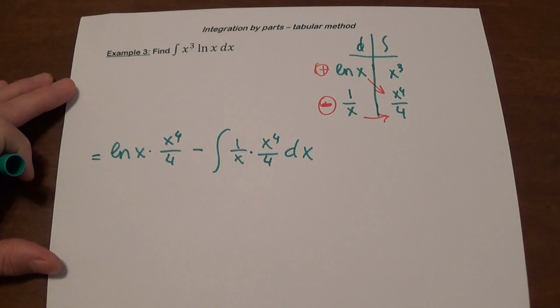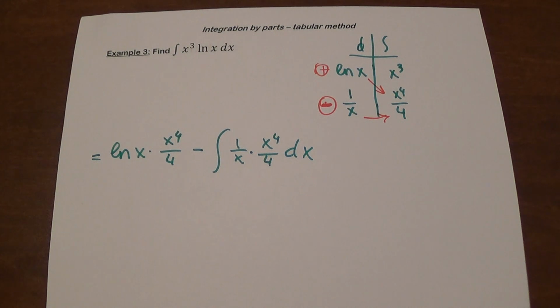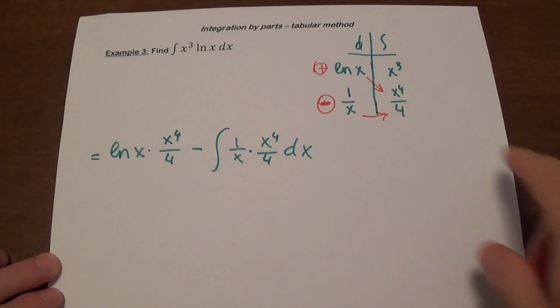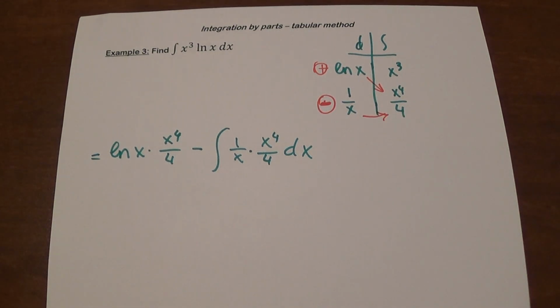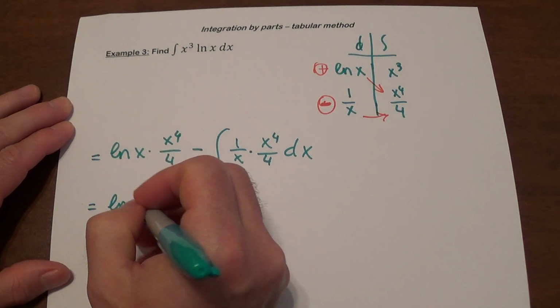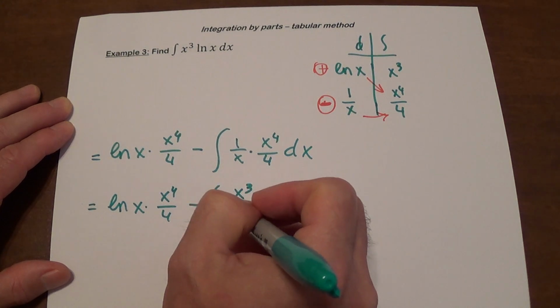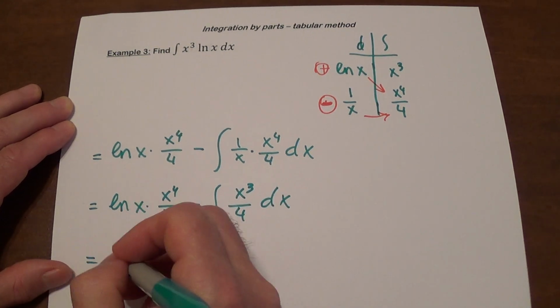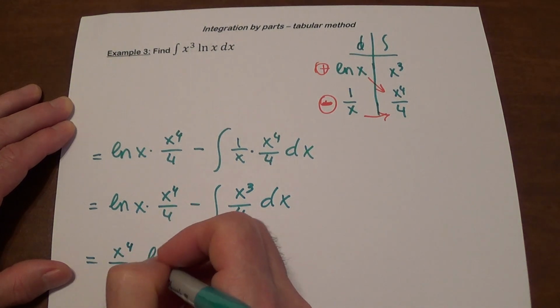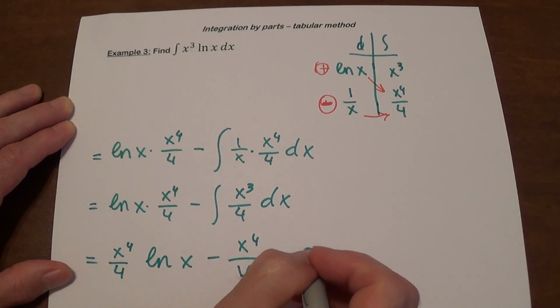So this is what I was mentioning earlier when I was explaining that there is 0 for the other two problems, but here you do not have 0. So no 0 here indicates that the last row is going to give you a product that's going to go under an integral sign. And then you integrate that, and hopefully you should be able to do it. So ln x times x to the 4th over 4 minus the integral of x cubed over 4 dx, and that's going to give us x to the 4th over 4 ln x minus x to the 4th over 16 and plus c.